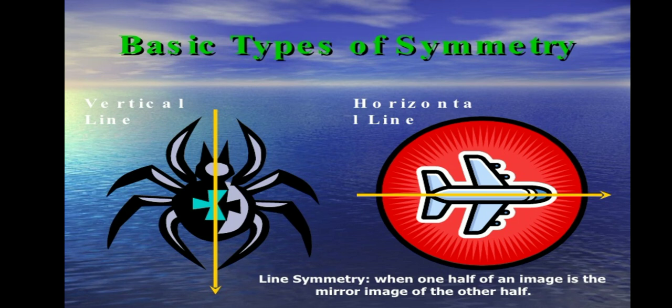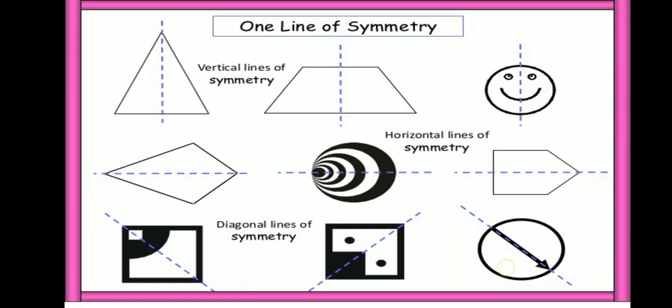Now, the first example of beetle has a vertical line of symmetry, and the second, which you can see over there, has a horizontal line of symmetry. In the various geometrical figures also it is drawn over there, which shows the various lines of symmetry in the different figures.